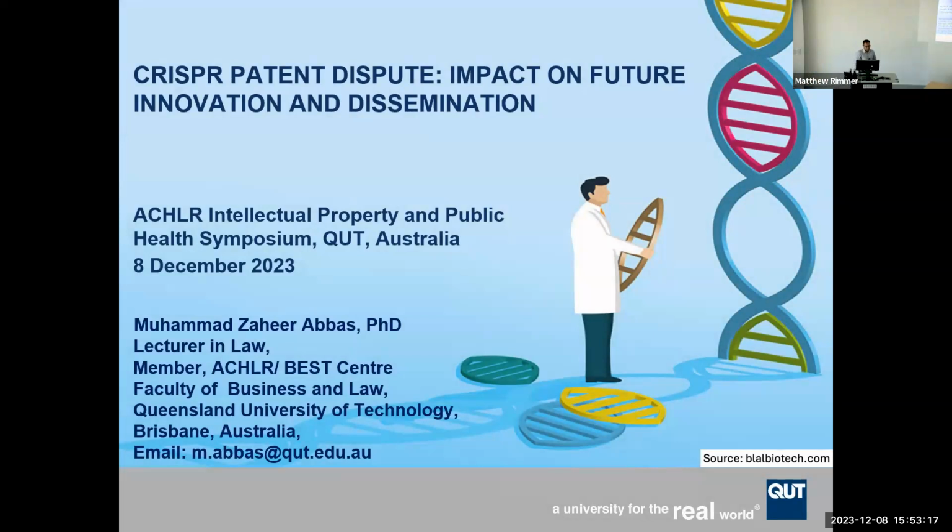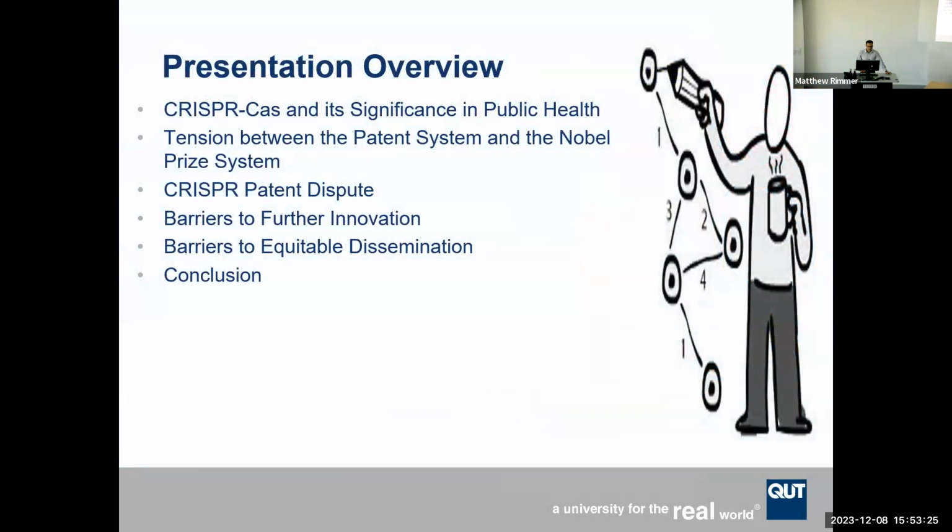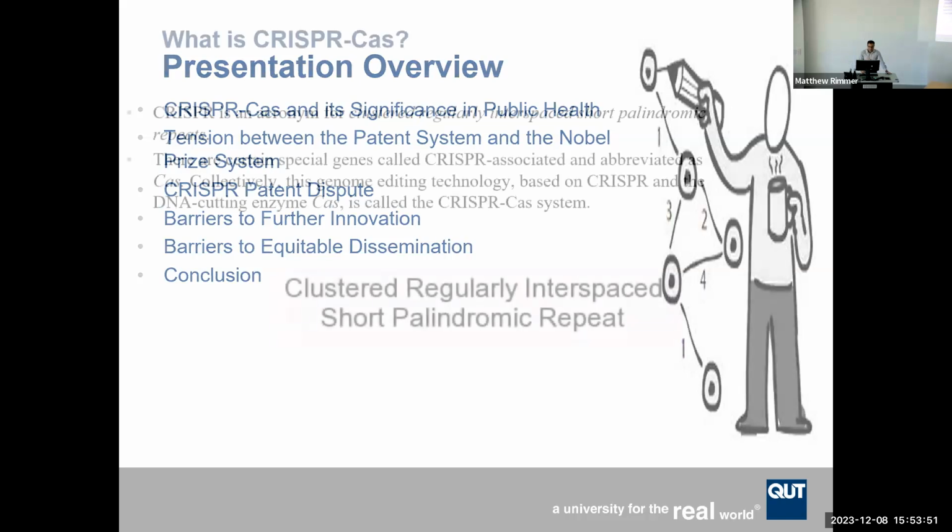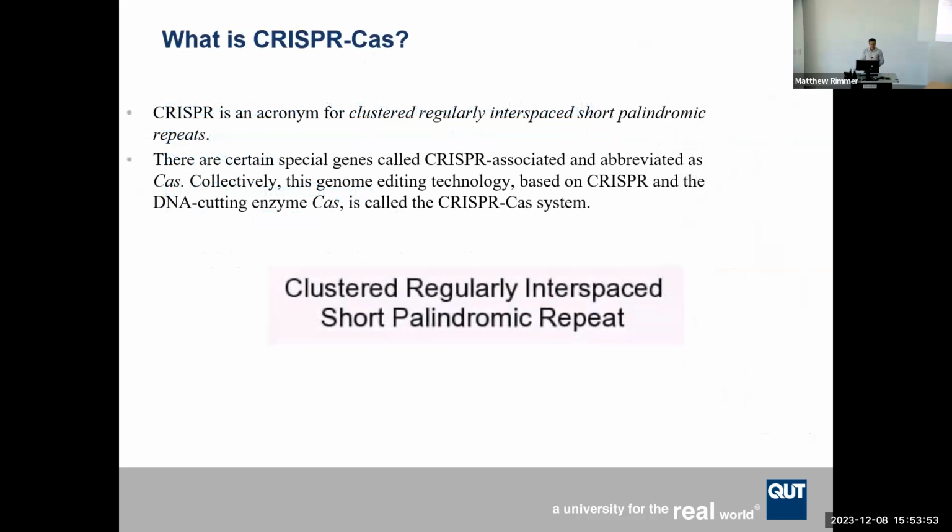The topic of my presentation is the CRISPR patent dispute, its impact on future innovation and dissemination. I would start off by looking at what CRISPR-Cas is and what its significance is in public health. Then I will talk briefly about the tension between the patent system and the Nobel Prize system. And then I will focus on the CRISPR patent dispute and how it poses barriers to future innovation and equitable dissemination of this technology.